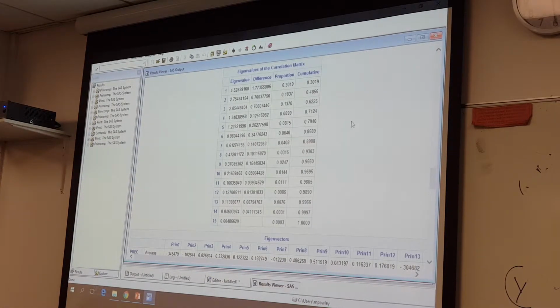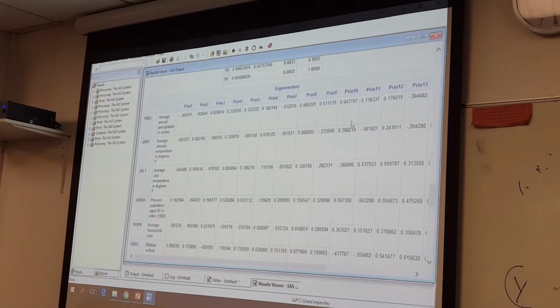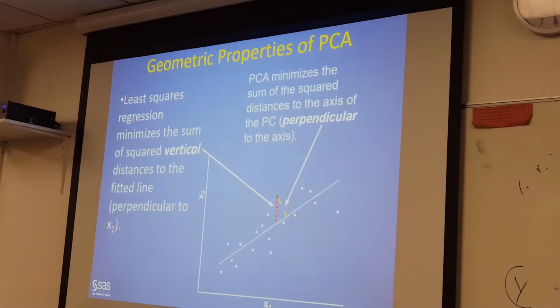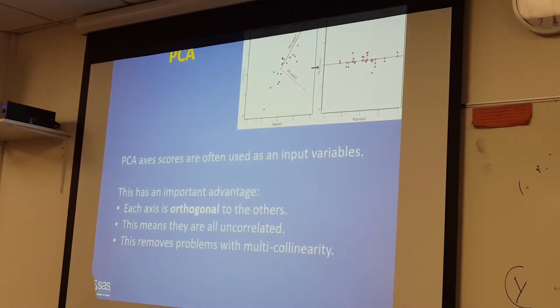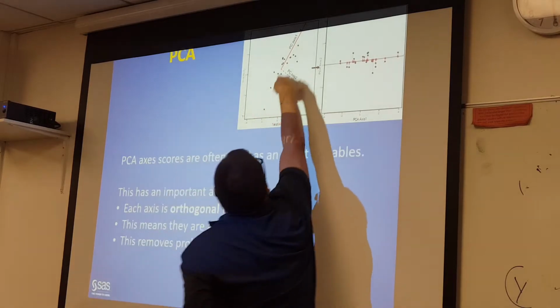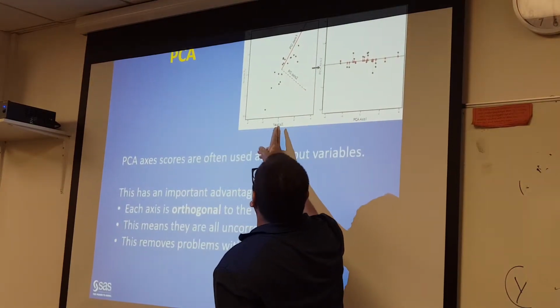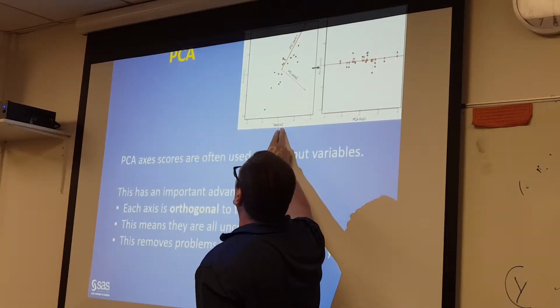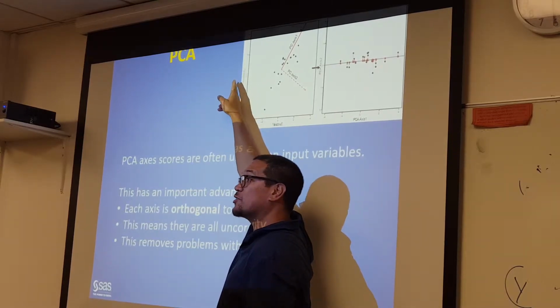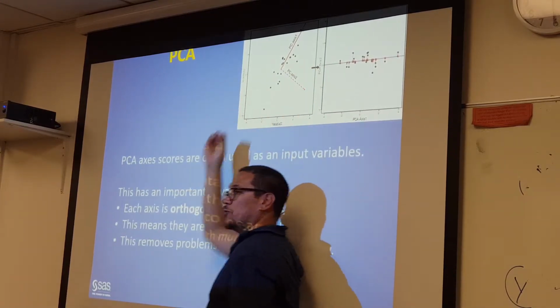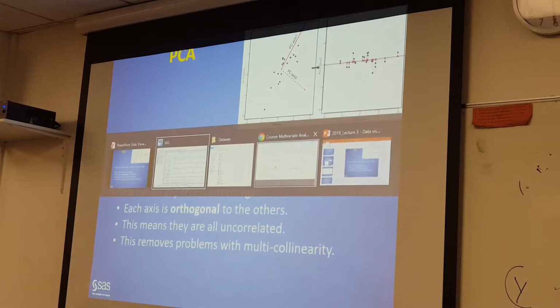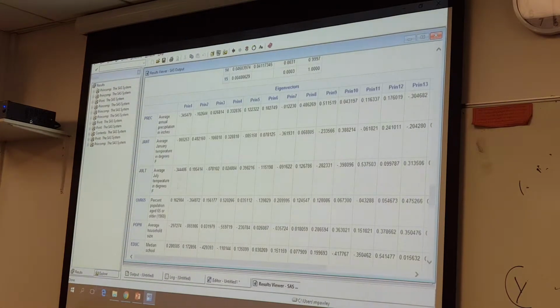Okay, so that's so far so good. Hopefully you understand that. These are the actual eigenvectors themselves. So what actually makes up an axis? Remember when we have that 2D plot? This axis here is equal to some value times variable x1 plus some value times variable x2, right? It's a combination of these two. This is the combination here.